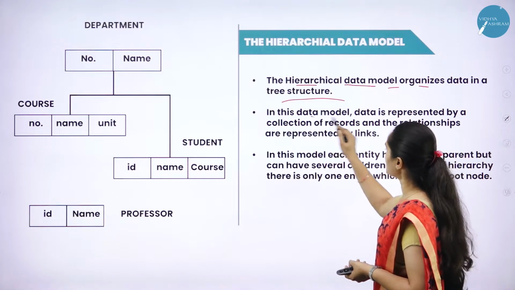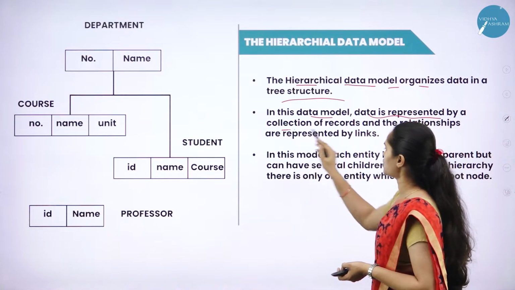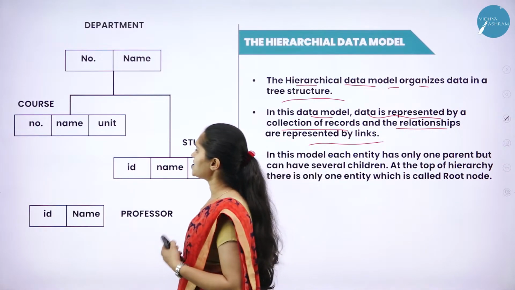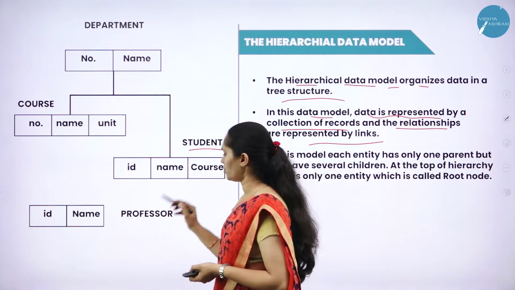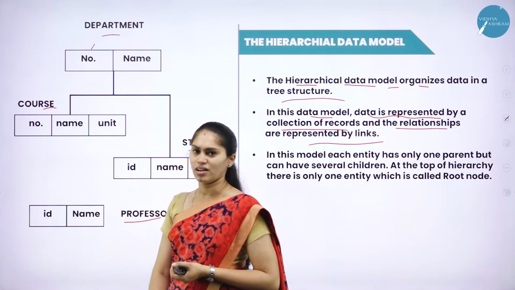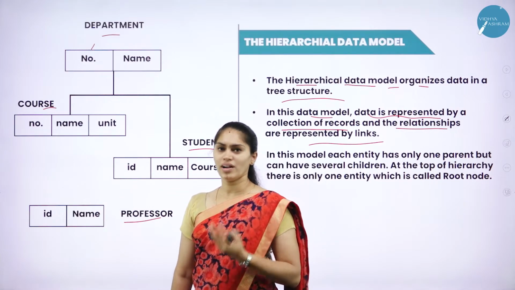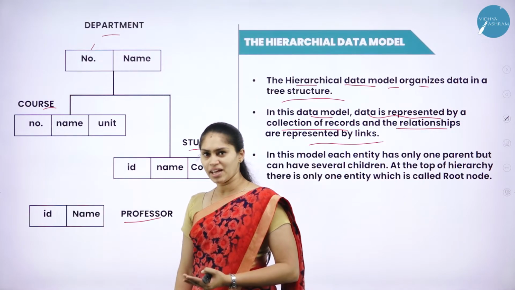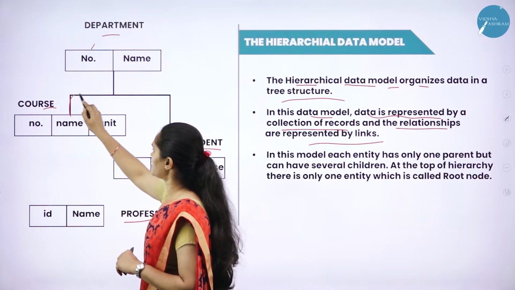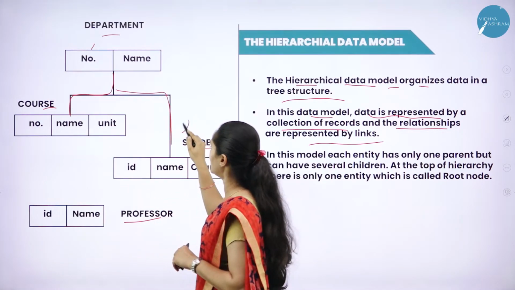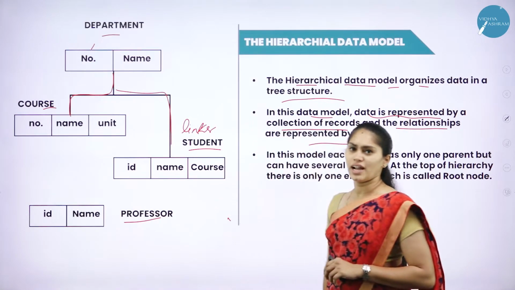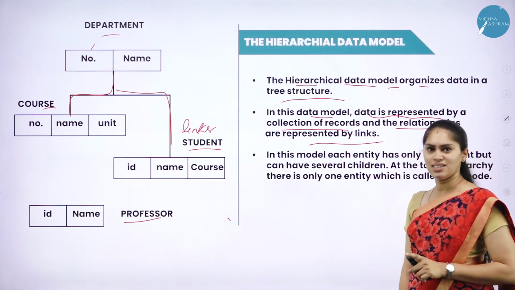And also in this data model, data is represented by a collection of records and the relationships are represented by links. If you see this, we have a student record, a professor record, a course record as well as a department record. How one entity or one relation is collaborating or having a relationship with another entity is with the help of links. So you can see that this will be considered as a link. This is going to establish a relationship between one entity or record and another record.